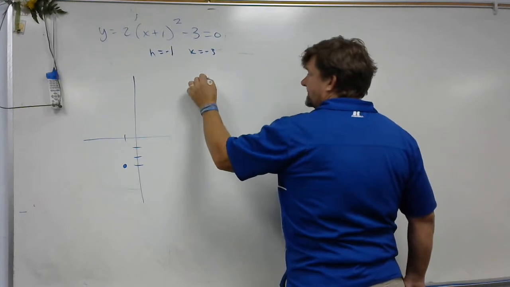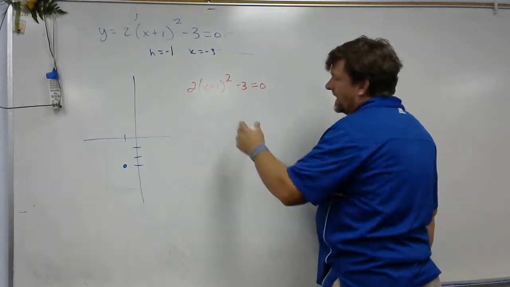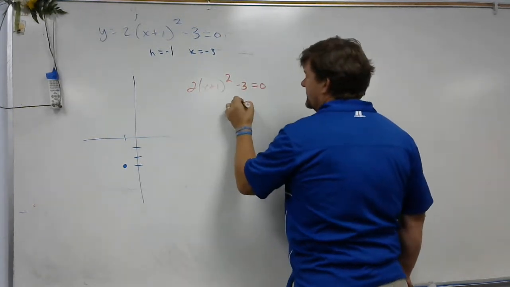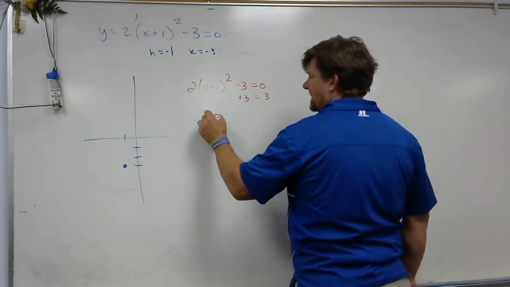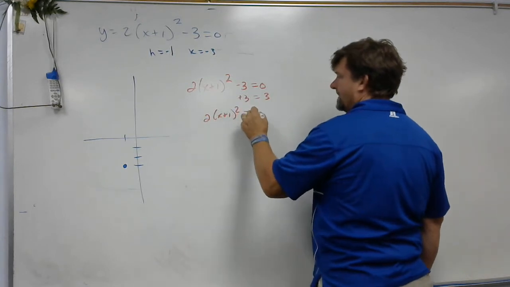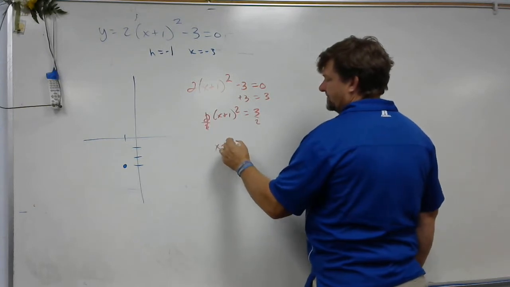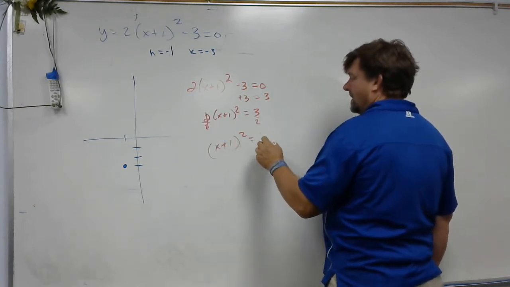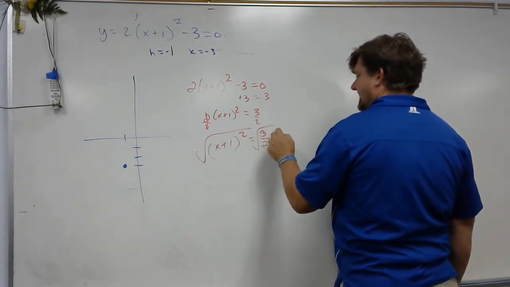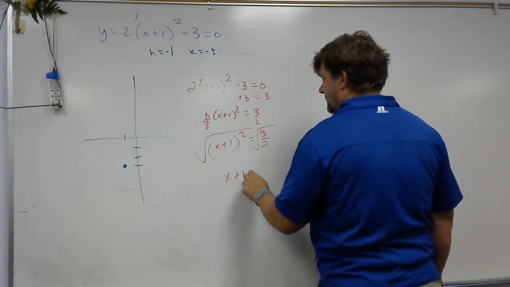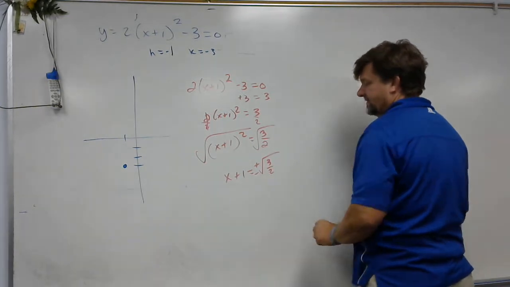Easy way to do it, 2 times (x plus 1) squared minus 3 equals 0. Then I'm solving equations. So we're going to add 3 to both sides. So we end up with 2 times (x plus 1) squared equals 3. Divide both sides by 2. We get (x plus 1) squared equals 3 over 2. And then we take the square root of both sides, which is going to be x plus 1 equals plus or minus the square root of 3 over 2.